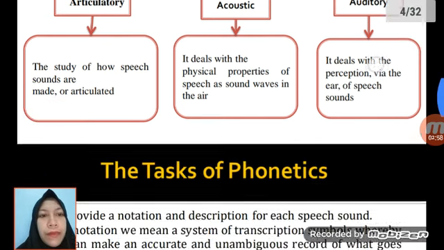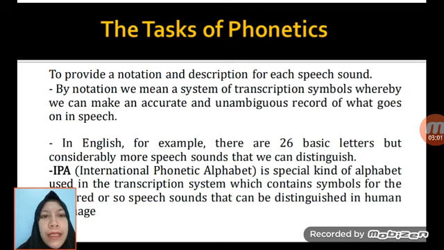Okay, and the task of phonetic is to provide a notation and description for each speech sound. By notation, we mean a system of transcription symbols whereby we can make an accurate and unambiguous record of what goes on in speech. In English, for example, there are 26 basic letters, but there are many speech sounds that we can distinguish. So the 26 letters from A to Z don't represent all the sounds available in English.